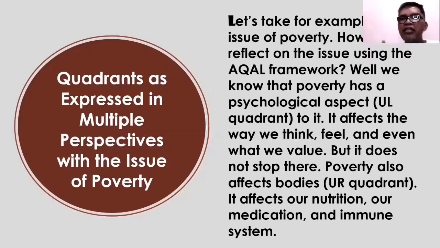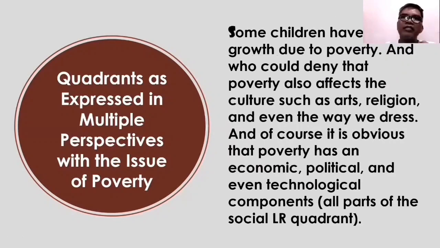Second aspect, but it does not stop there. So, kung sinolve mo daw yung problema using yung first quadrant lang, you solve it psychologically. How about physically? How about culturally? How about socially? Poverty also affects our bodies. Look, that is under the upper right quadrant, and that is a body, objective. It affects our nutrition, look, nutrition, our medication, and immune system. Some children have stunted growth due to poverty.